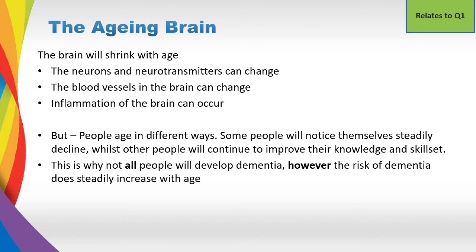As we age, the brain will shrink. The neurons and neurotransmitters can change. The blood vessels in the brain can change as well. And we can get inflammation in our brain. But people age in different ways, and some people notice themselves steadily decline, whilst others continue to improve themselves. This is why not all people will develop dementia, but the risk does steadily increase with age.